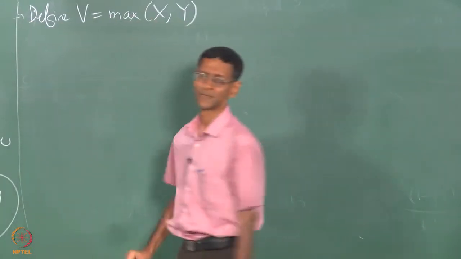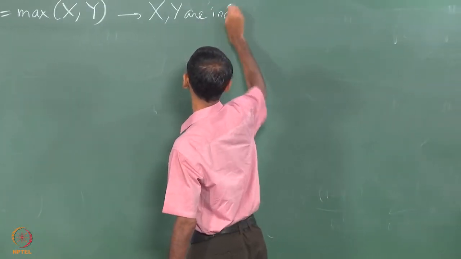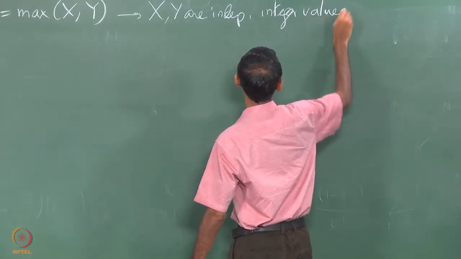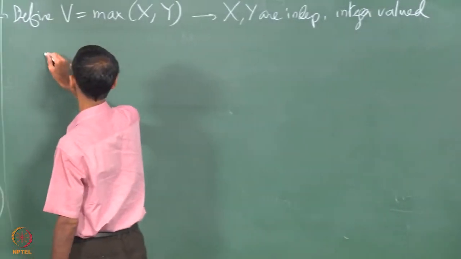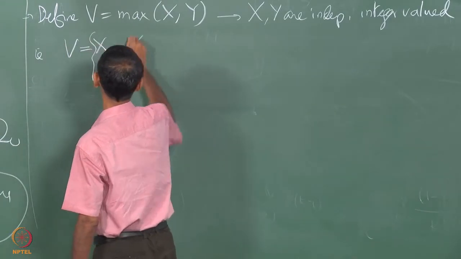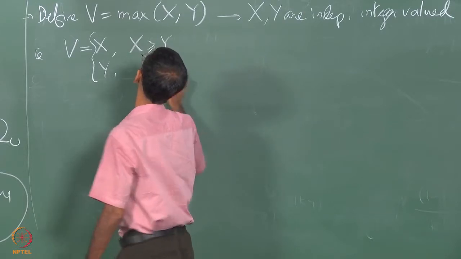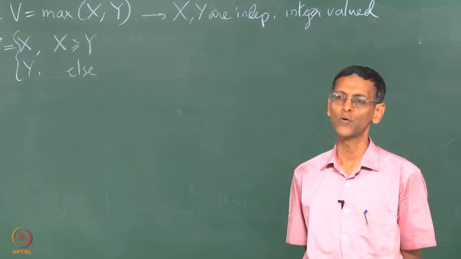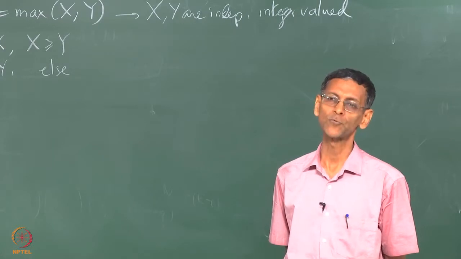Now I am going to take x and y to be independent and integer valued. So first of all, what do you understand by max of x, y? How do I determine v from x, y? So v equals x when x is greater than y, otherwise you set it to y. This is the meaning of max, exactly like you have for any two numbers. You can always take the maximum of two numbers, so you can take the maximum of two random variables also.